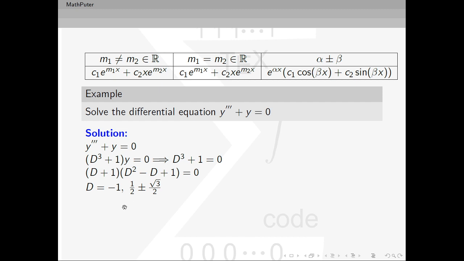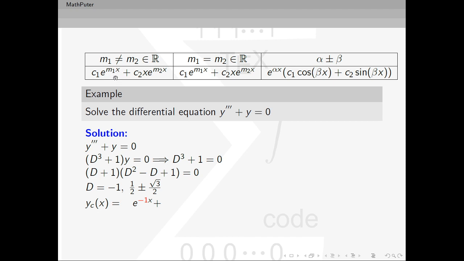Okay, so here we have three values. This one is real, which is distinct from these two. These are two roots, 1/2 plus or minus i√3/2, that is 1/2 + i√3/2 and 1/2 − i√3/2. So for the real root, we have e raised to minus 1 into x. See, e raised to minus 1 into x.